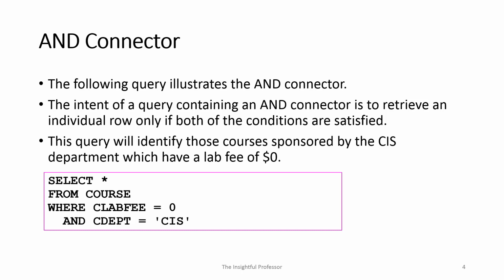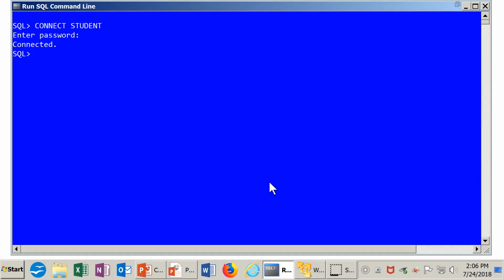So the and connector, or the and operator, is presented in this particular query. In this query, the intent is to retrieve rows from the course table, where we've identified two conditions that must be satisfied by any row for that row to qualify as appearing in our result set. First, the lab fee of the course must be equal to 0, and second, the department must be equal to CIS. Let's go into the database and try this out.